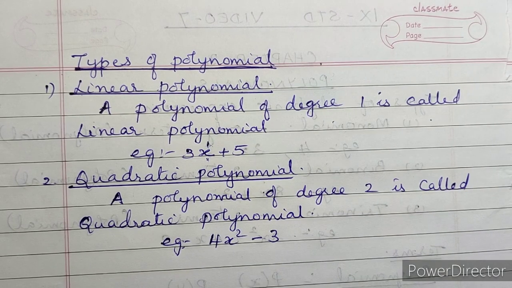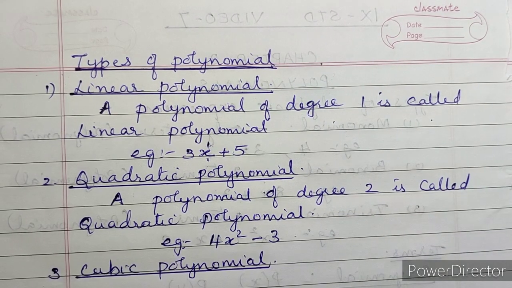Third one is cubic polynomial. Cubic means what? It is 3. So a polynomial of degree 3 is called a cubic polynomial.